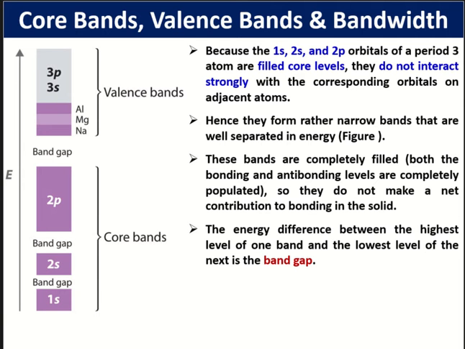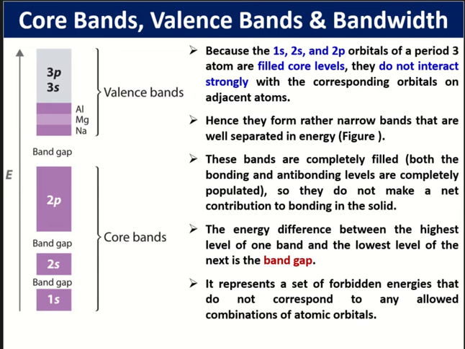Okay, the energy difference between the highest level, so this is a gap. So the top of one band and the bottom of the upper band, this is the band gap. Similarly, if you compare any two bands, the bottom of the higher energy band and the top of the lower energy band, this is called the band gap, the lowest level of the next, so like that. So this is the forbidden gap, forbidden energies, where no combination of atomic orbitals can exist.